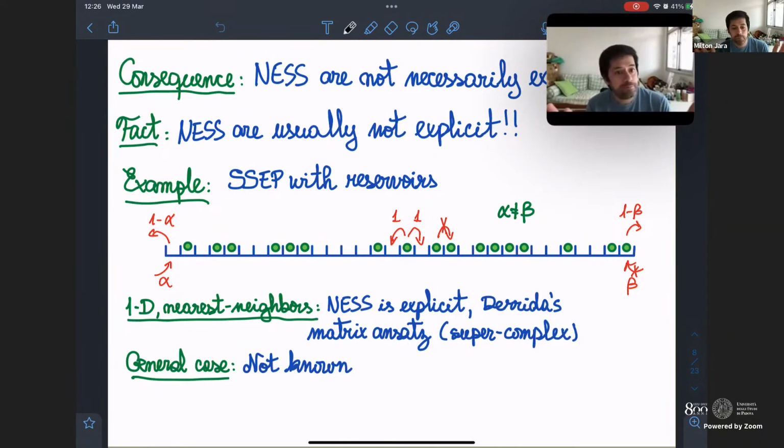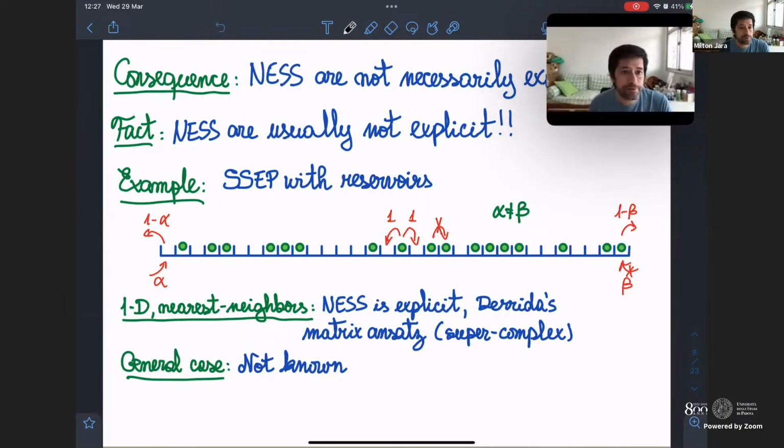But in general, if you change anything in this model, for instance, instead of having an interval you have a square, or instead of having two reservoirs you also put a reservoir in the middle of the interval, if you do any perturbation of this system, in the general case you don't get this explicit formulation of what a non-equilibrium stationary state should be. So that's just to say that it's a difficult question to analyze this non-equilibrium stationary state.